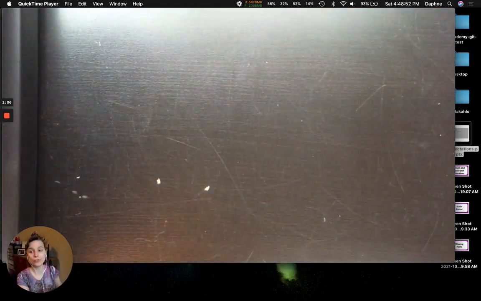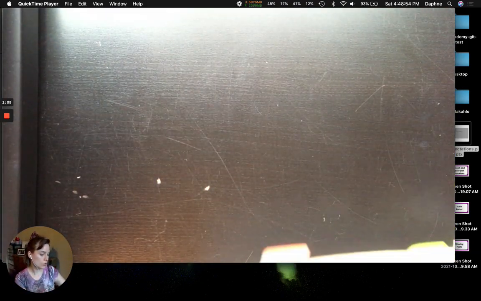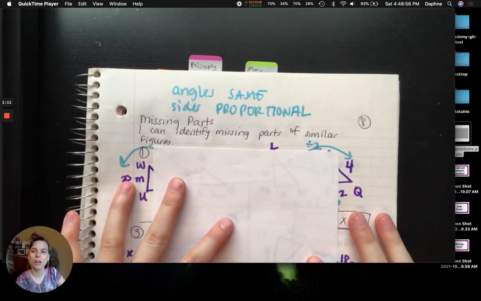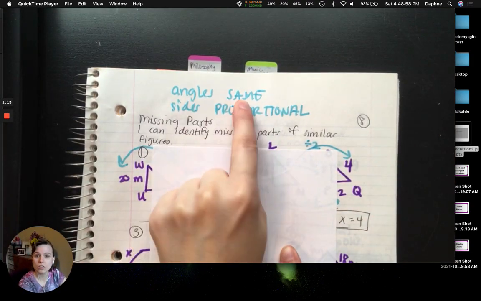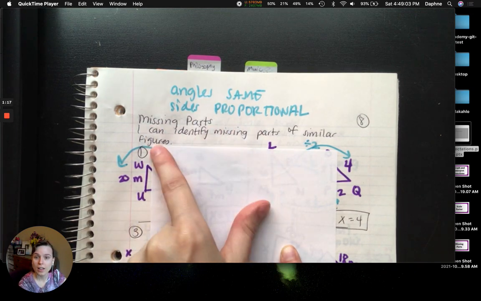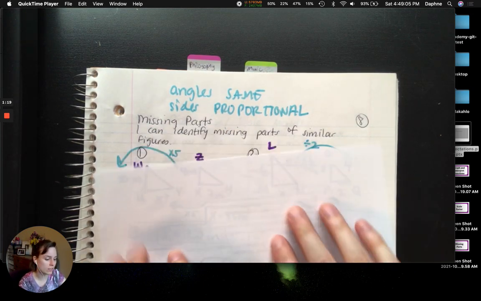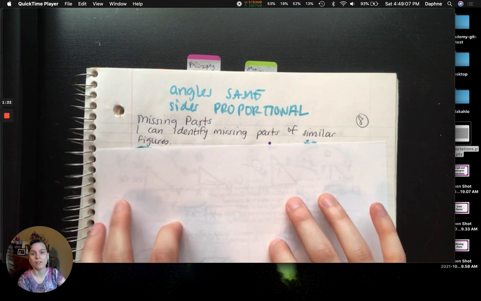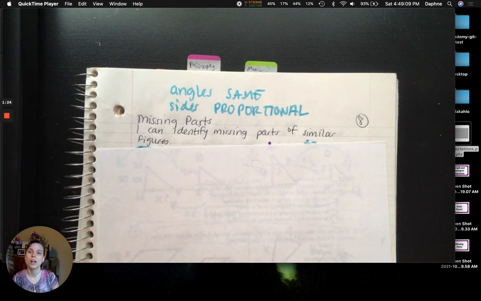All right. So as an overview, you're going to be seeing a reminder that angles are the same and sides are proportional, our title, and then here's our learning target. So pause the video and write down everything you see. So angles are the same and sides are proportional. That means the figures are similar. Missing parts is our title. We're on page 8. Learning target, I can identify missing parts of similar figures.